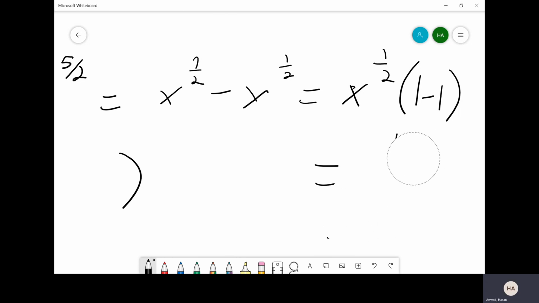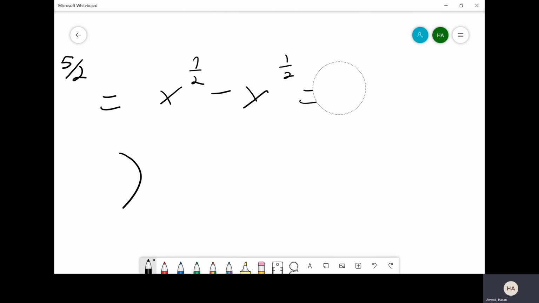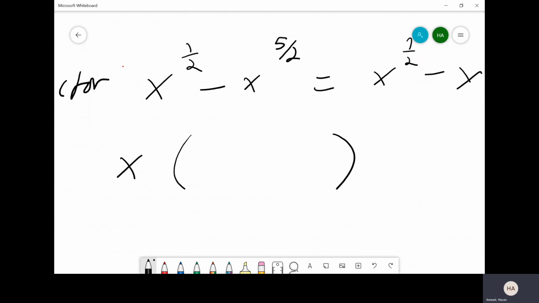But we do have that 5 there, and that 5 is kind of a problem, right? But that doesn't mean that our process is any different. We now recognize that there's an x to the 1/2 in both of the terms. So what I'm going to pull out is x to the 1/2. And when I pull x to the 1/2 out of the first term, well, that was the only quantity of x that was there, right? So x to the 1/2 divided by x to the 1/2 just leaves me with 1.